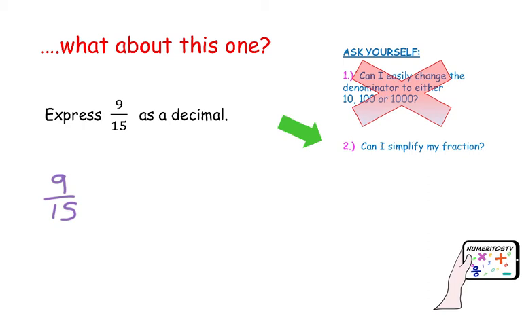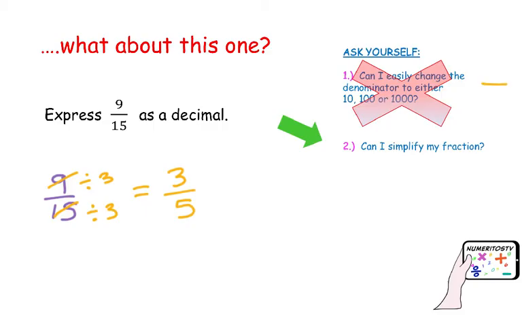9 and 15 are not even, so I cannot divide them by 2. I'm trying to find a factor that divides both the numerator and the denominator to simplify my fraction. But what about 3? I can divide both numbers by 3. So I will do 9 divided by 3, that will be 3. 15 divided by 3, that will be 5. So I simplify my fraction.